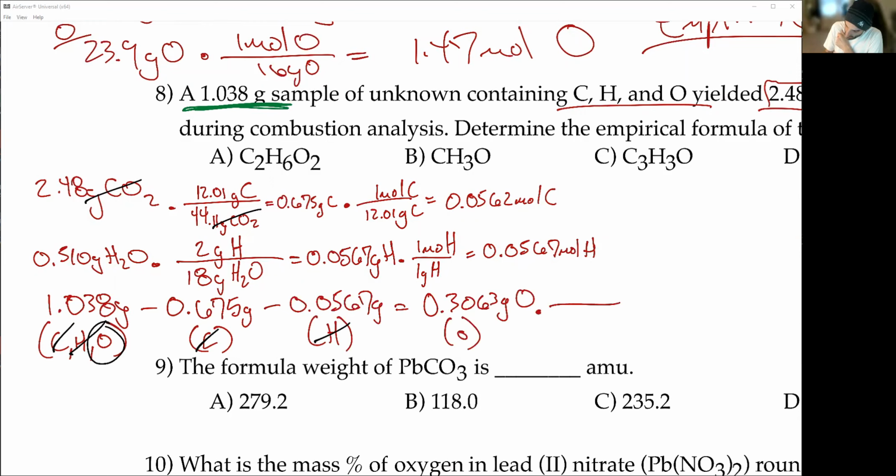Now I want to convert that into moles. So 16 grams of oxygen over 1 mole of oxygen. And I end up with 0.0191 moles of oxygen. Great.